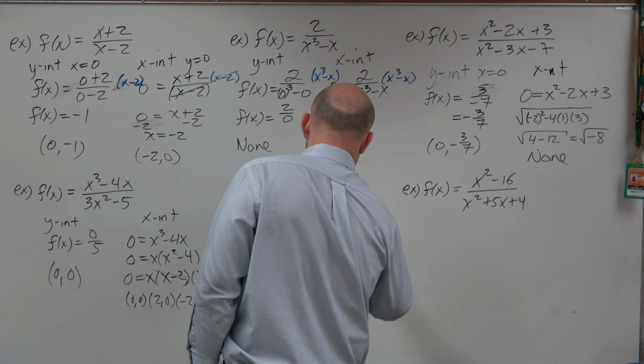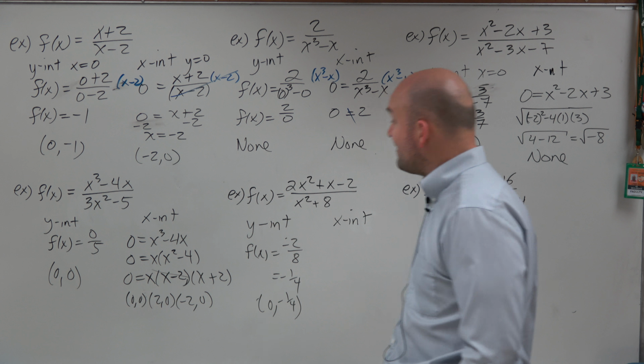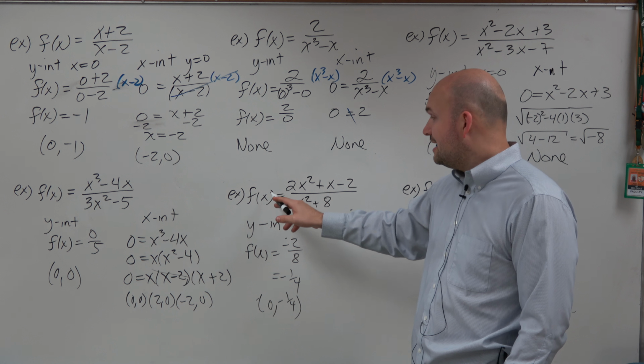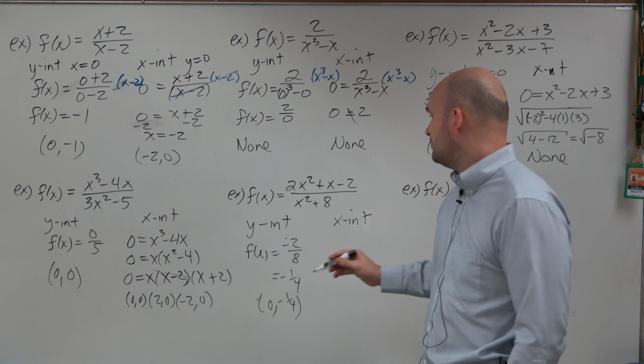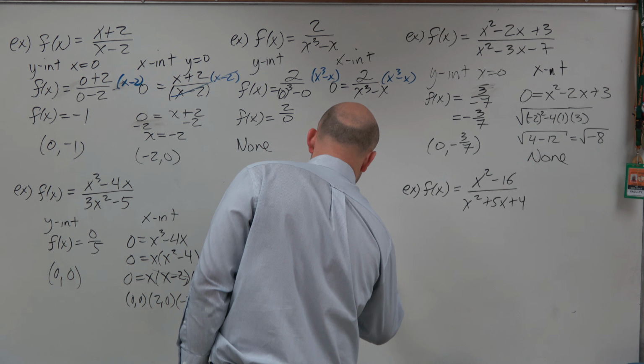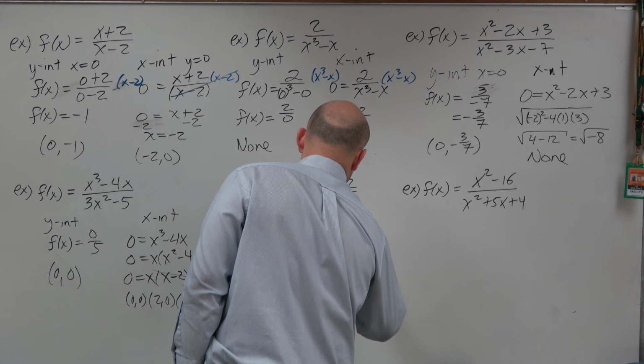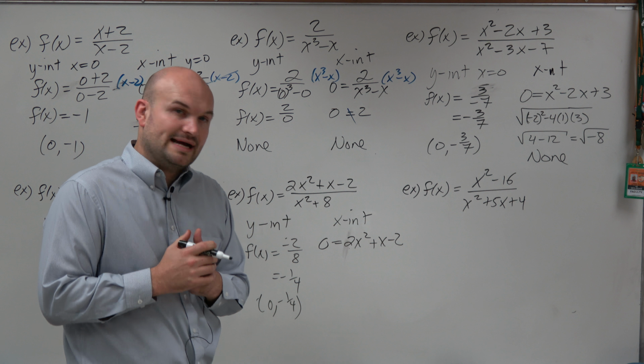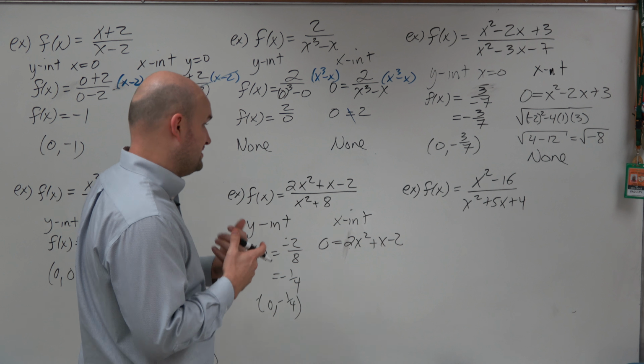For the x-intercepts, we have another factoring problem again. Again, we're setting our f of x equal to 0, multiplying the denominator on both sides. So basically, we have 0 equals 2x squared plus x minus 2. All right, so in this equation, we know we need to factor.